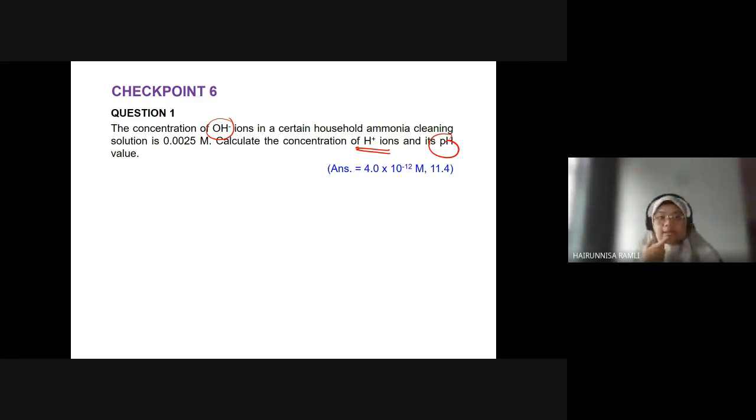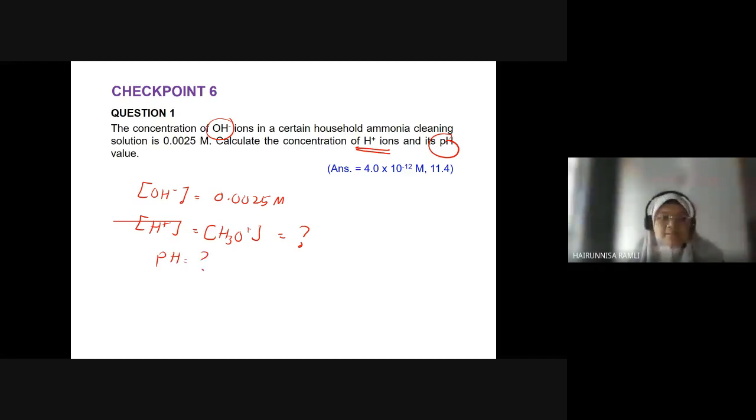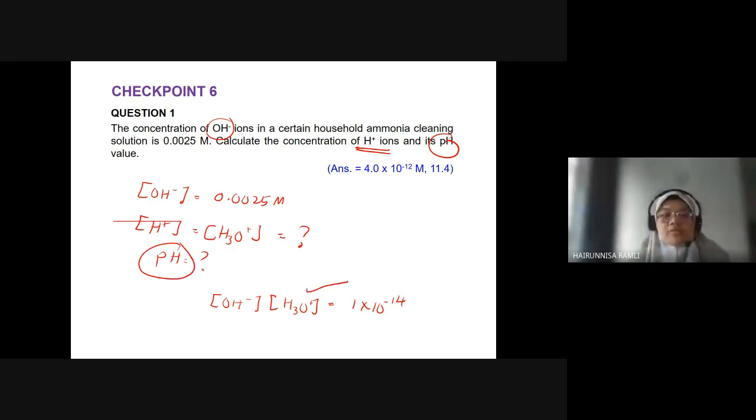Okay, I think this one a bit straightforward lah sebenarnya. Dia bagi, dia given OH minus is 0.0025. But now dia nak, dia tanya what is a H plus. H plus is actually H3O plus lah eh. Okay, berapa? Lepas tu dia tanya pula what is a pH. Okay, so you have to use the relationship between OH minus and H3O plus equals to 1 times 10 to the power of negative 14. Untuk apa? Untuk dapatkan H3O plus dulu. Then barulah dapat pH. pH dia punya calculation macam mana? Negative log H3O plus. Okay. So betul tak?